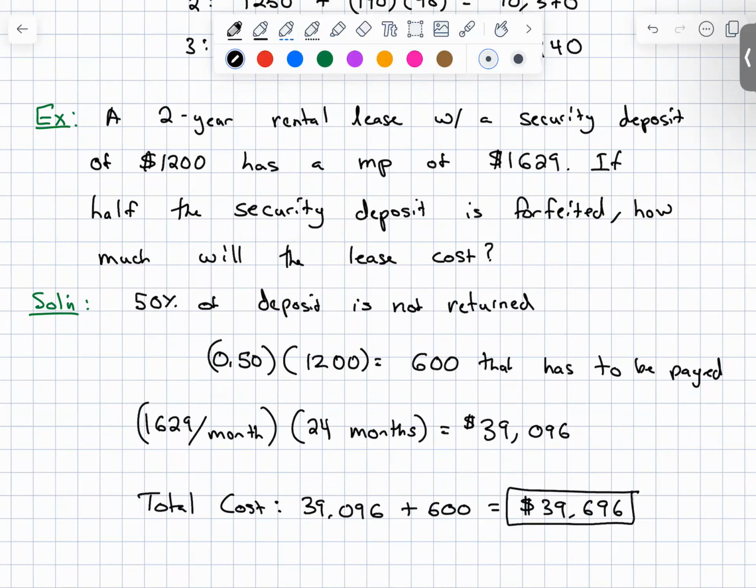I think the 0.5, so it says half the deposit. Excellent question. Because it's half of the deposit, that's 50%. You could also write 1/2 times 1,200. That's also true.